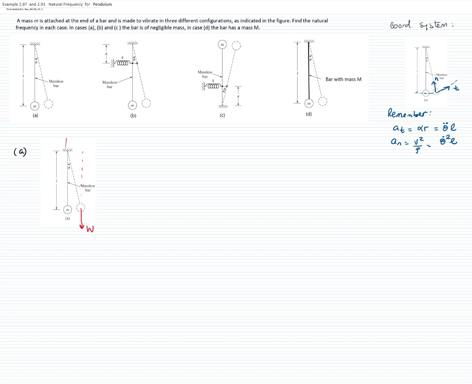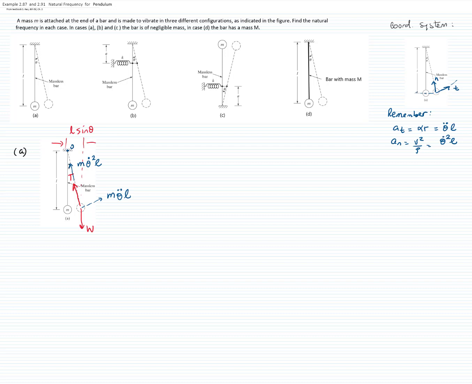Let's now start with the first case, where we have a mass hanging off of a bar that is massless. We do our free body diagram, and we draw the weight, and the distance will be L sine theta, the distance from the point of rotation. Then we have the tension of the bar, and then we do our kinetic forces, which is mass times tangent acceleration and mass times normal acceleration.